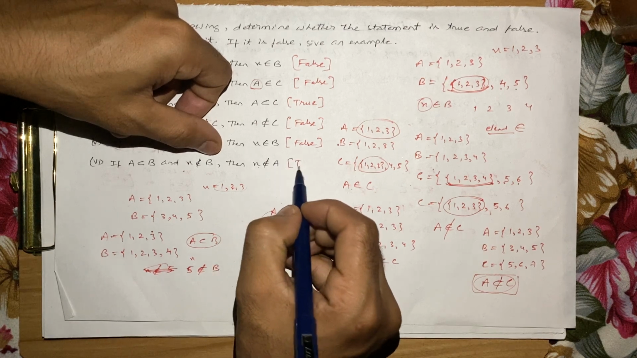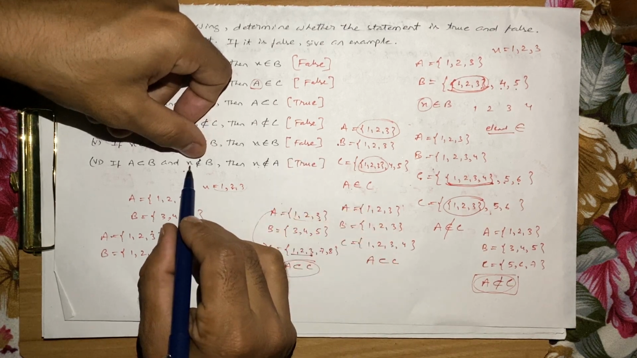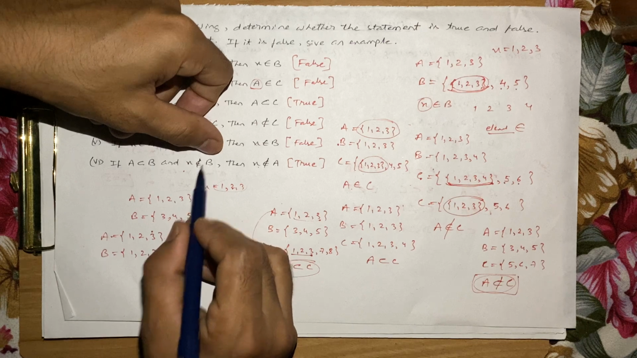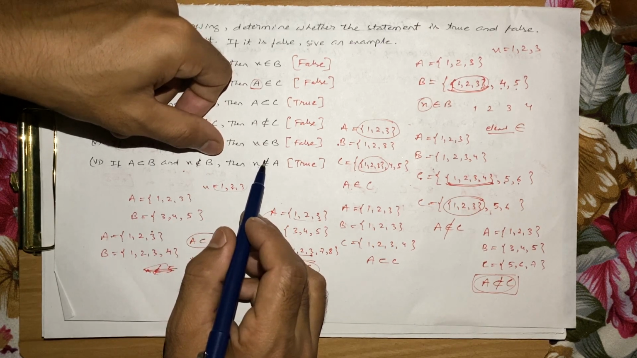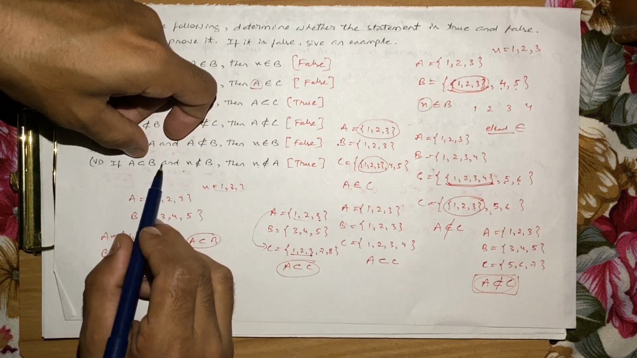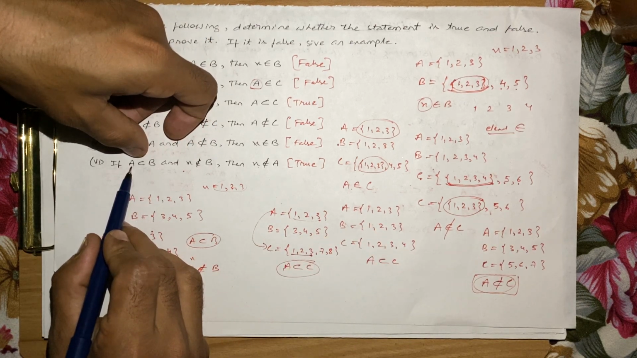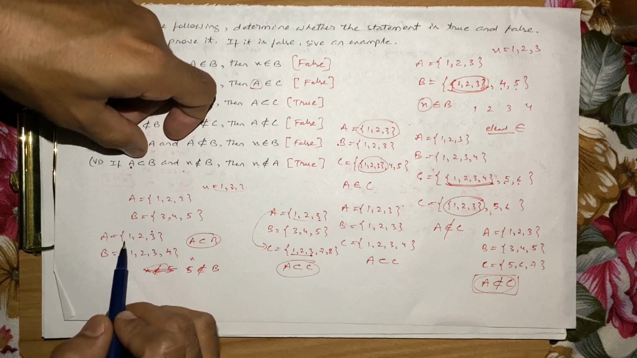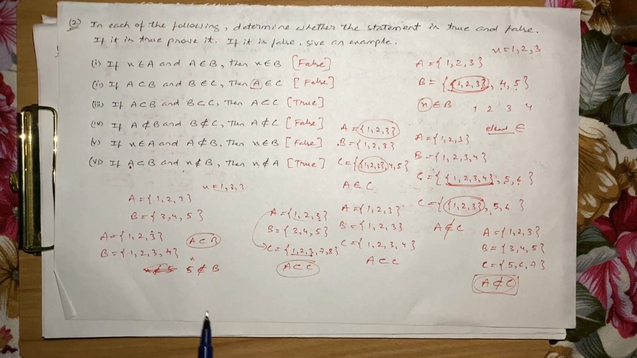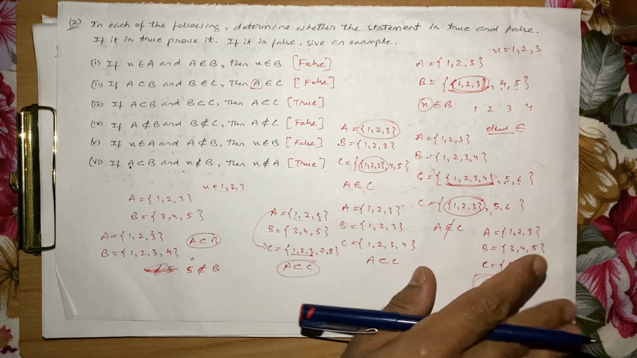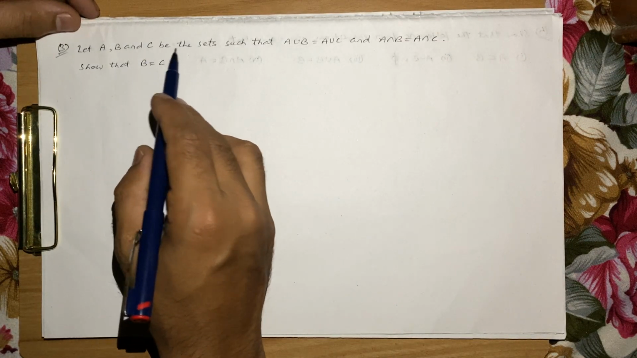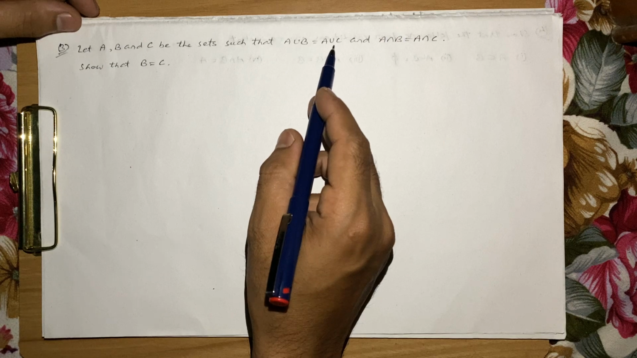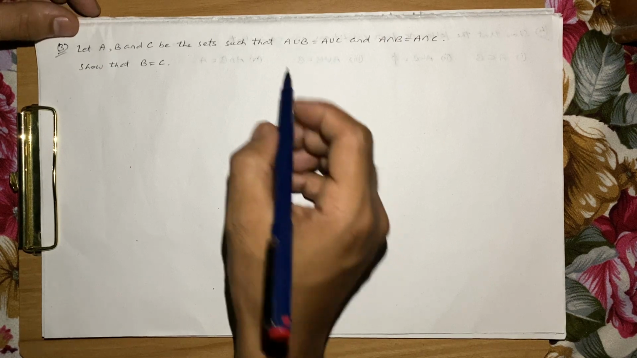Yes, this is true. Because if X is not present in the set B, then it will obviously not be present in the set A. Why? Because A is a subset of B. Each and every element that is present in the set A should be there in the set B. Only then A is a subset of B. So this is true. Okay, now let's move on to the next question. Here it says, let A, B and C be the sets such that A union B is equal to A union C. This has been given.